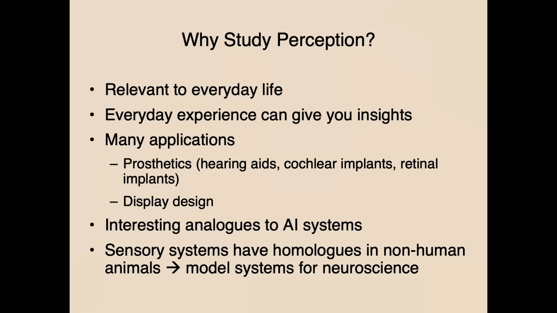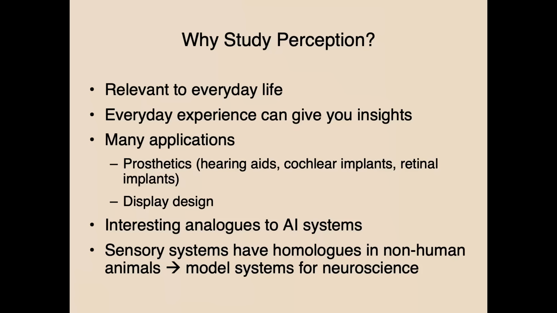And the other thing to note is that sensory systems typically have homologs in non-human animals. Other things that we do with our brains are fairly uniquely human, right? Most animals don't talk, and it's not clear how much they think, right? But most animals see and hear and smell and taste and touch, right? So sensory systems have classically been model systems for neuroscience. And so knowing about perception is important in that sense.